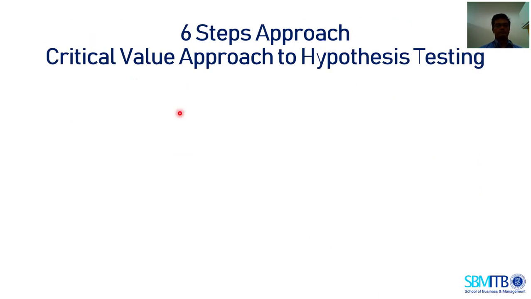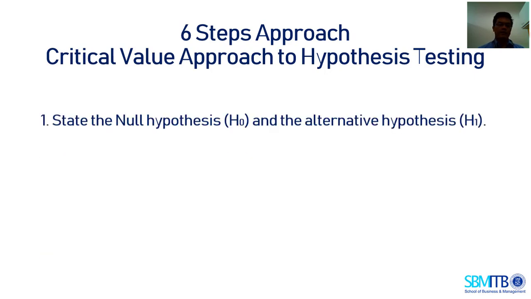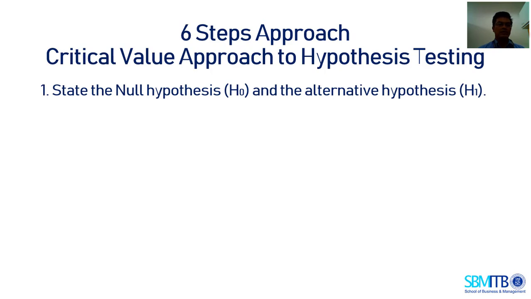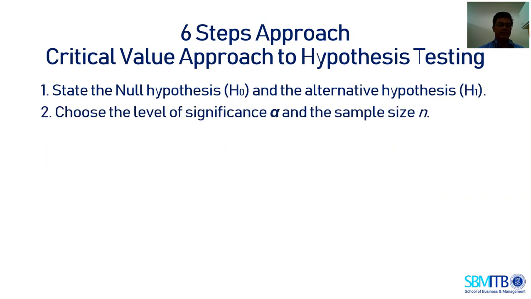To apply the critical value approach to hypothesis testing, David Levine has defined a 6 steps approach that you can apply to the problem sets. The first step is to state the null hypothesis and the alternative hypothesis. The second step is to choose the level of significance alpha and the sample size n. Note that the level of significance alpha denotes the probability of making a type 1 error.